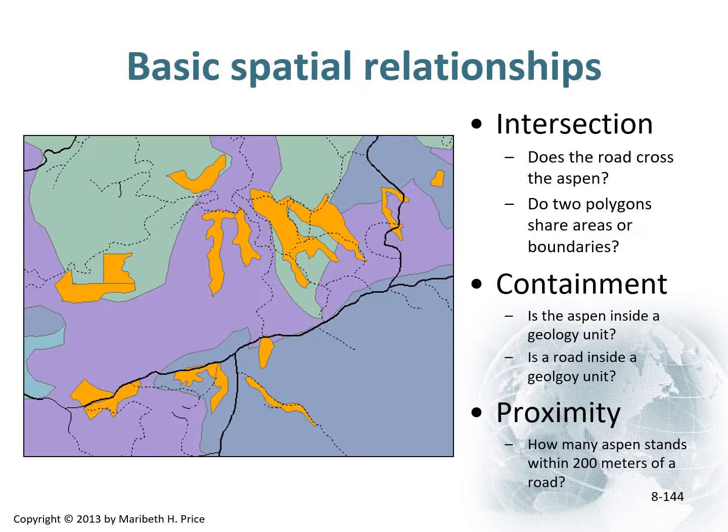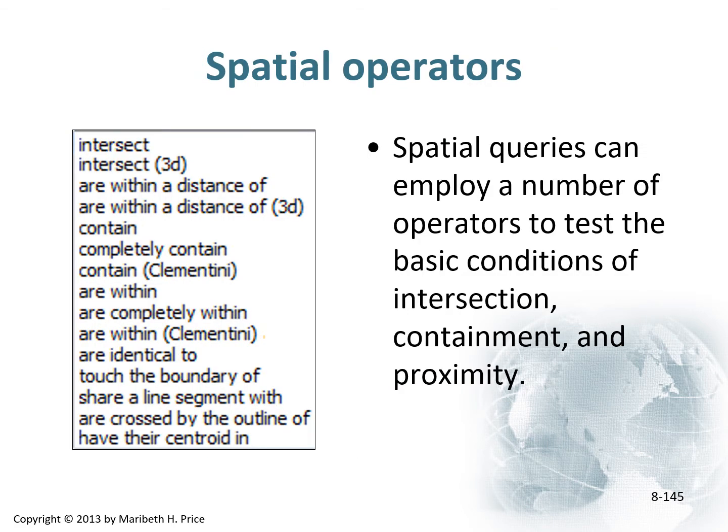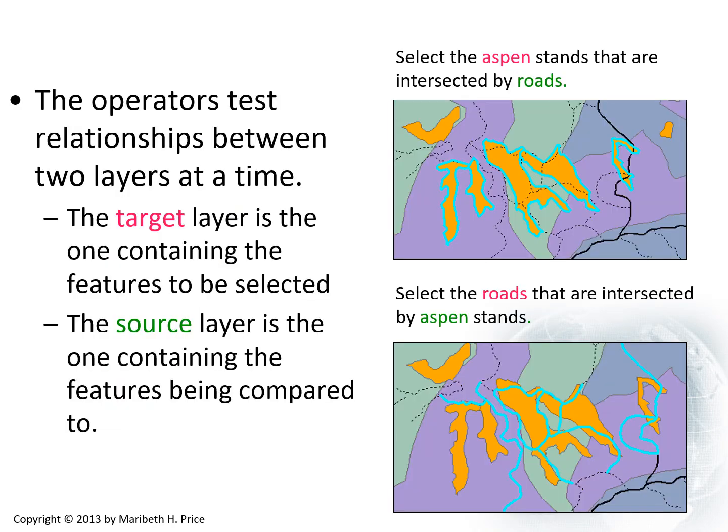Spatial queries. Three conditions that we look at with spatial queries, the basic spatial relationships. Intersection: does this touch or cross that? Containment: is this inside of that? Proximity: is this close to that? Spatial queries can employ a number of operators. It's just a list of some of them. Target and source, I'm not going to ask you questions about that. It's too confusing for an exam.